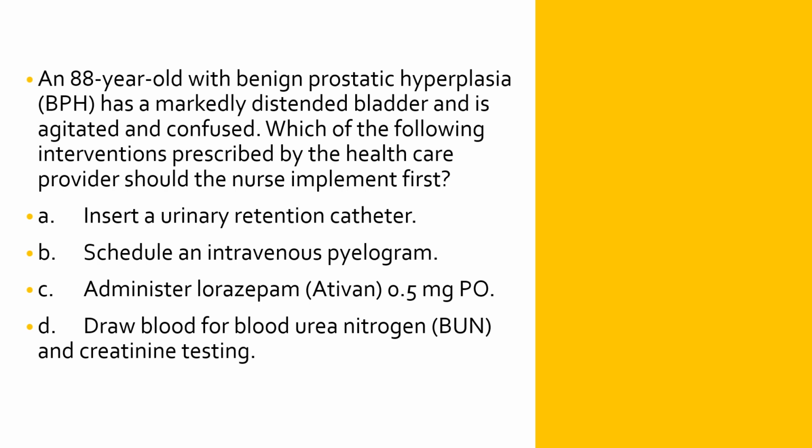So we have an 88-year-old with, another question. 88-year-old with BPH has a markedly distended bladder and is agitated and confused. Which of the following interventions prescribed by the healthcare provider should the nurse implement first? BPH, distended bladder, agitated and confused. Ooh, and look, he's 88, so he's old. He has a distended bladder, so we know that it's full, right? It's full. Okay. And he's agitated and confused.